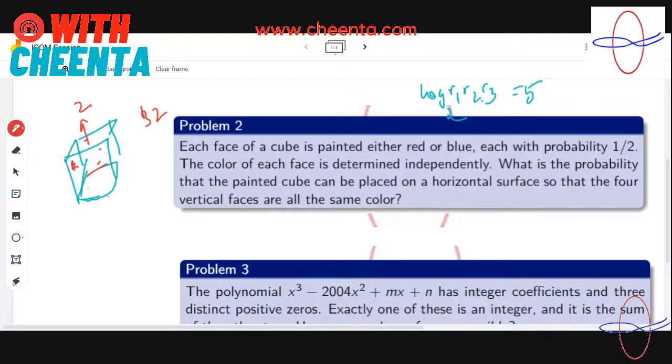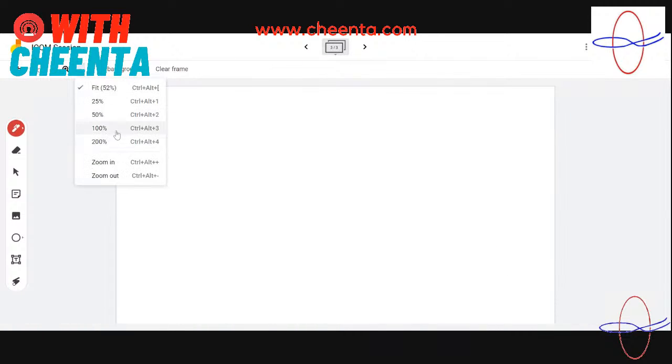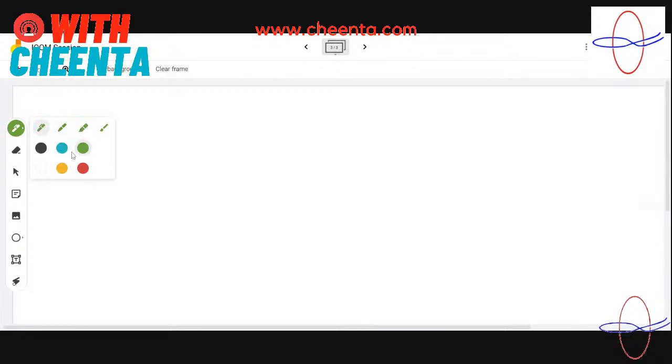You can count blindly all the possible cases. Can you count that in a possible way? It's a combinatorics counting problem rather than a probability problem. So 2 to the power 6 colorings are there. 2 to the power 6 is 64, right?